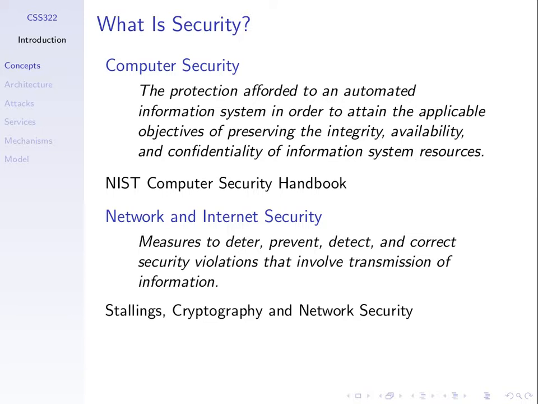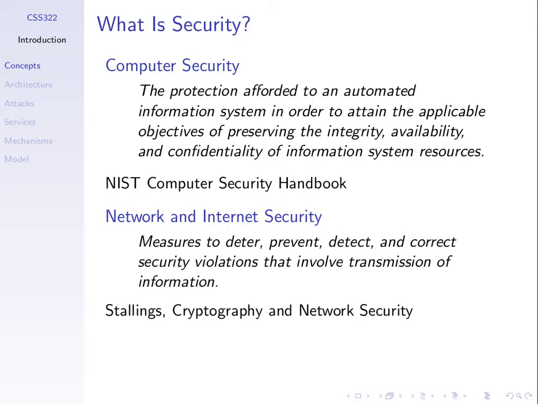What is computer security? The protection afforded to an automated information system in order to attain the applicable objectives of preserving integrity, availability, and confidentiality of information system resources. So there's a definition from some standards organization of what they define as computer security. Protecting information systems, computer systems, systems that store and maintain information, with objectives of preserving something called integrity, availability, and confidentiality. We'll see those words come up more throughout this topic and other topics.